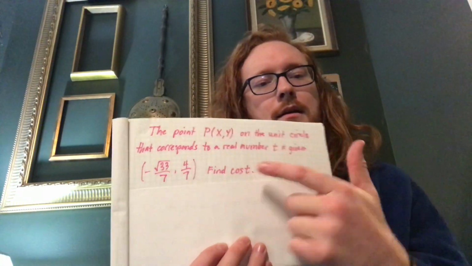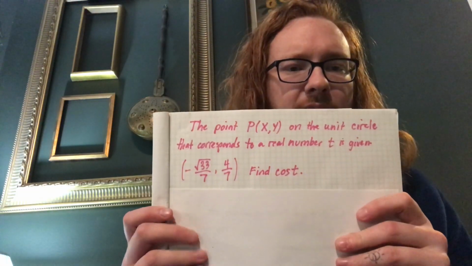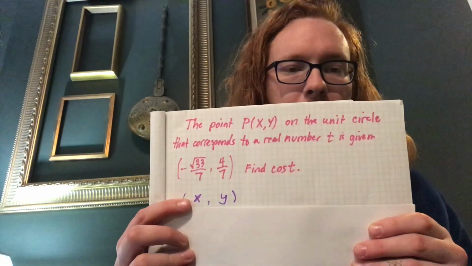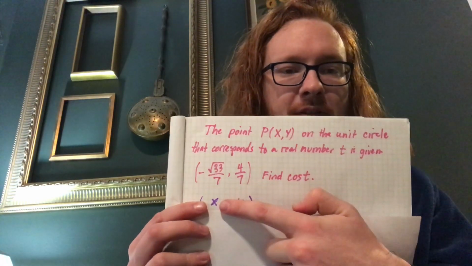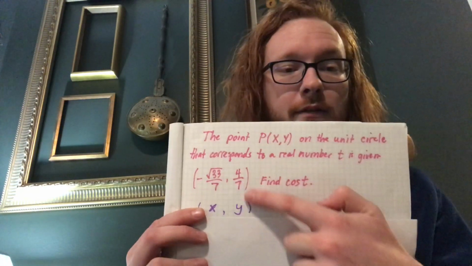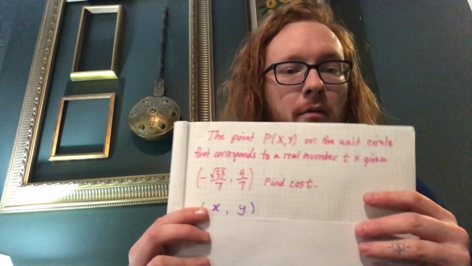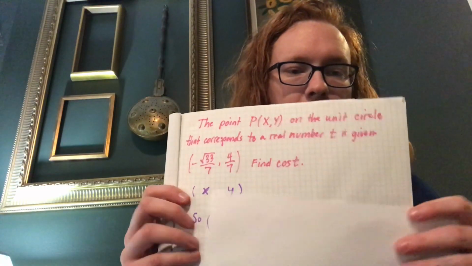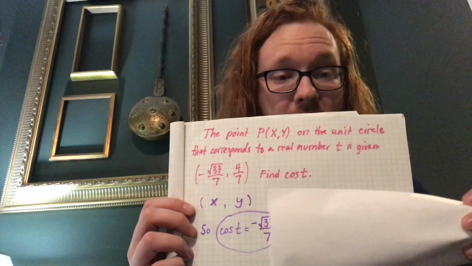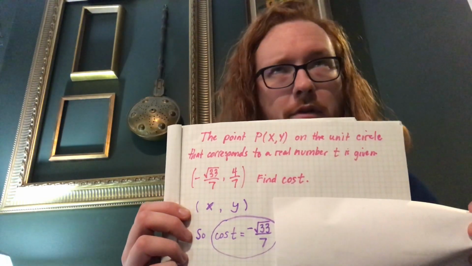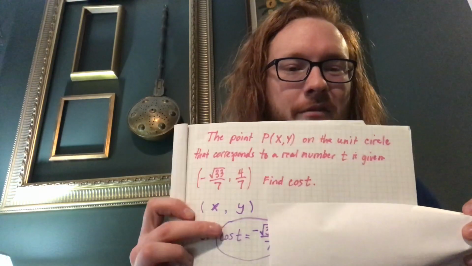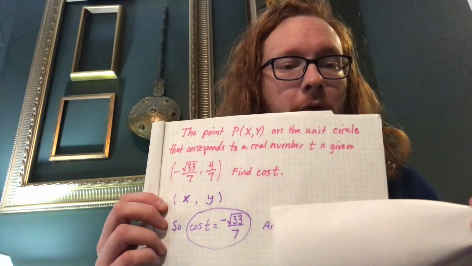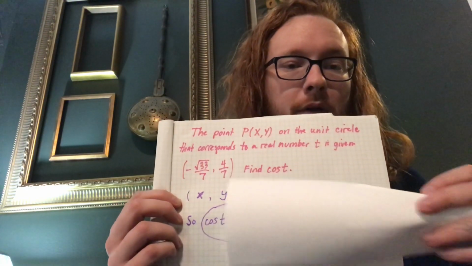Well, remember, every ordered pair has an x component and a y component. So x goes first, then y. So you can see that x is going to be negative root 33 over 7. Y would be 4 over 7. And remember what we just said. Cosine of t is equal to what? X. So nicely enough, cosine of t is just negative root 33 over 7. I'm a little sick, bear with me. I have it written down correctly right here. And if they had asked, and they don't, but if you did need to know, sine would be the y coordinate, which would be 4 over 7.